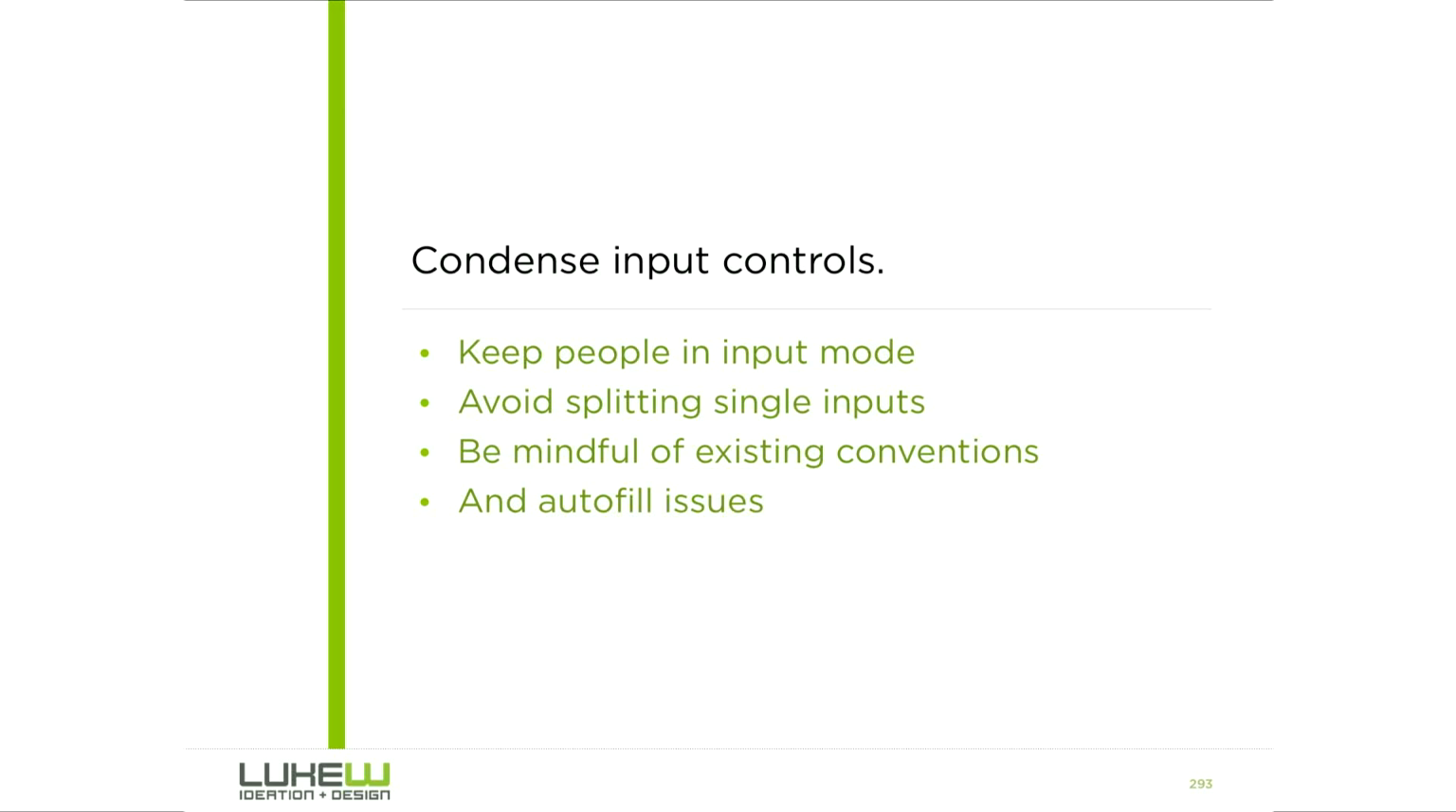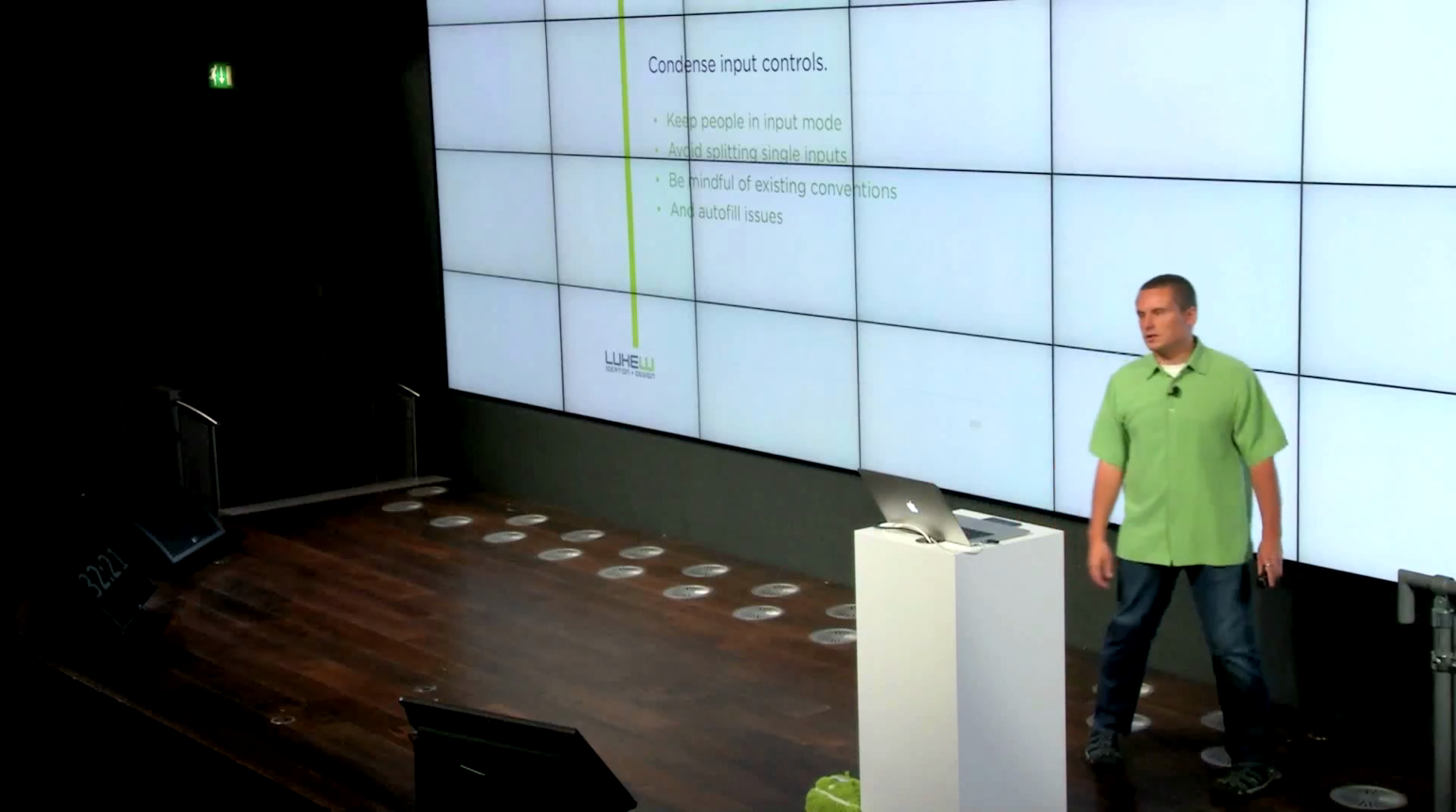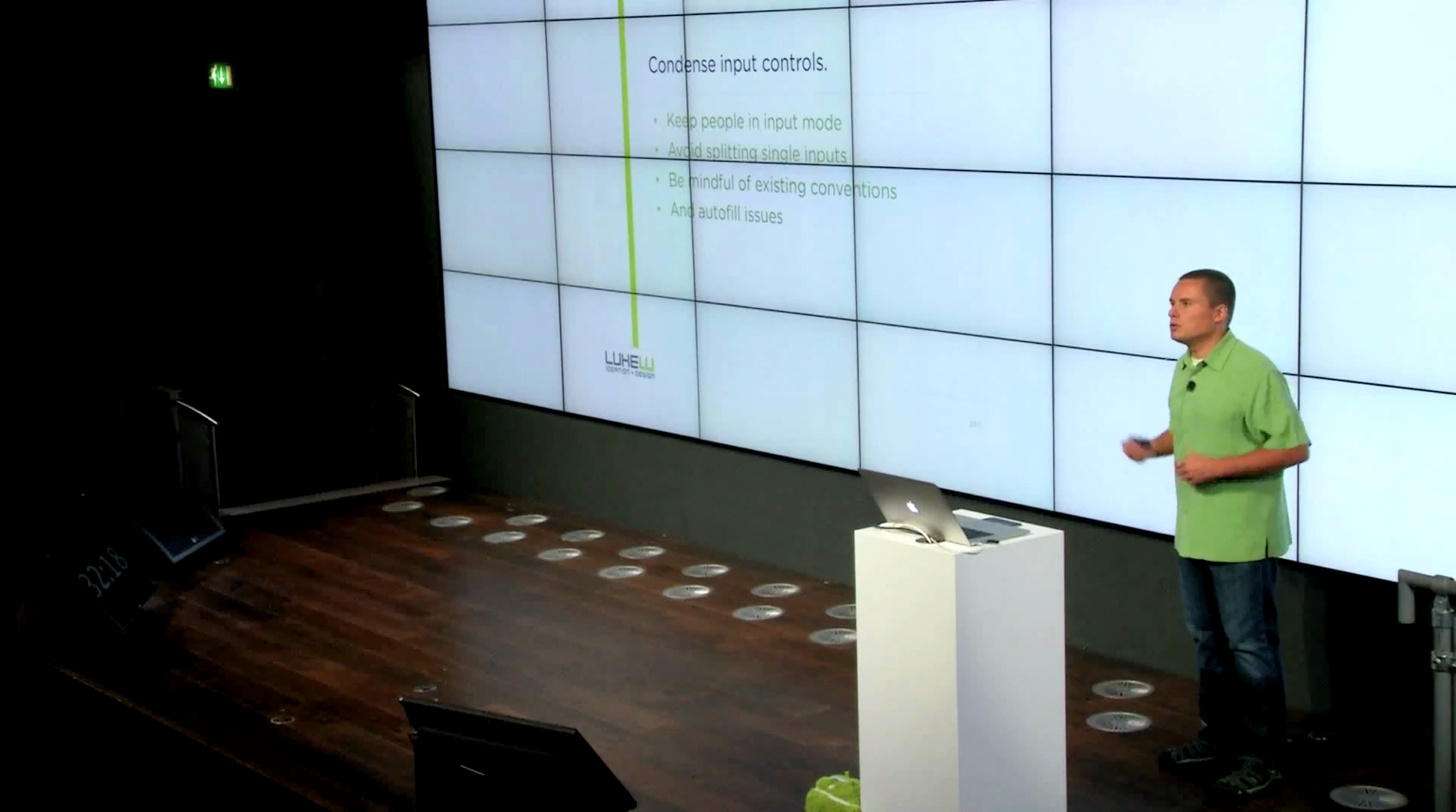And I contend a lot of the little tips and tricks that I sort of walked you through here are what help you do that, right? We talked about input types, we talked about input attributes, we talked about input masks, we talked about inline validation, and now I gave you this additional thing, condensed input types. The idea there is that we want to keep people in that mode of input. We want to keep them on the keys. We don't want to go split things up, and there's some things to be aware of. We don't want to go too far and break existing conventions or autofill stuff. But you start to see how you can really push this further.